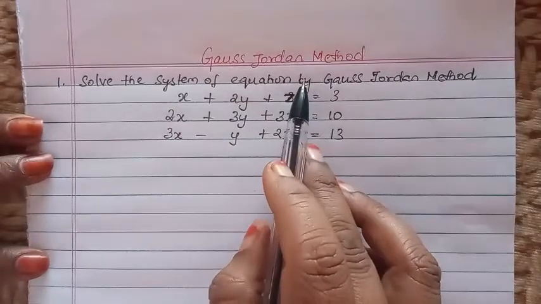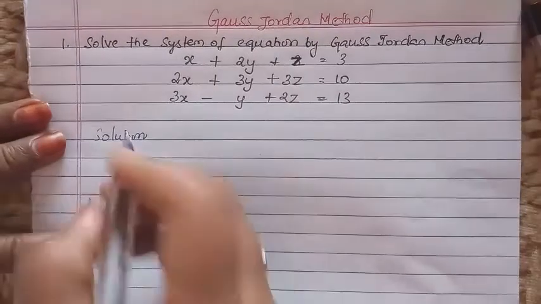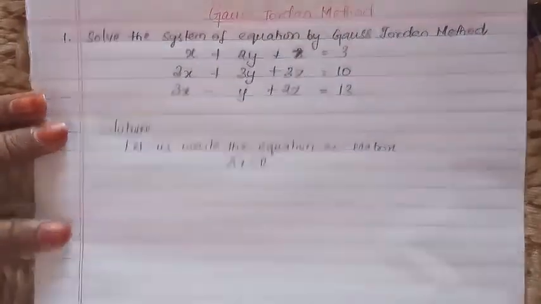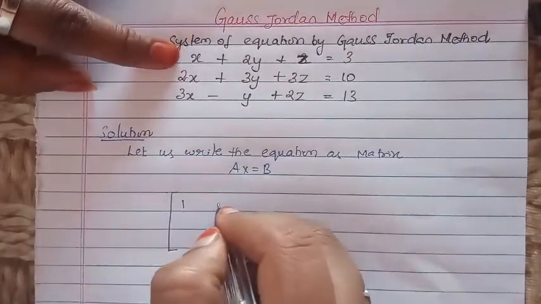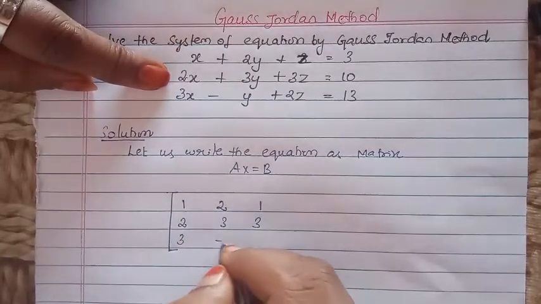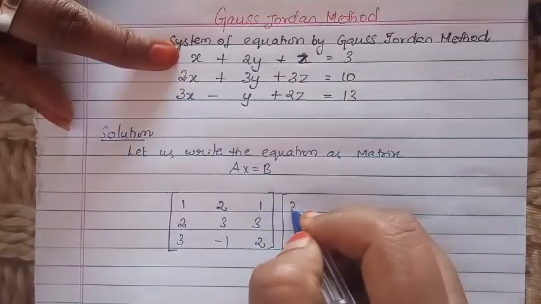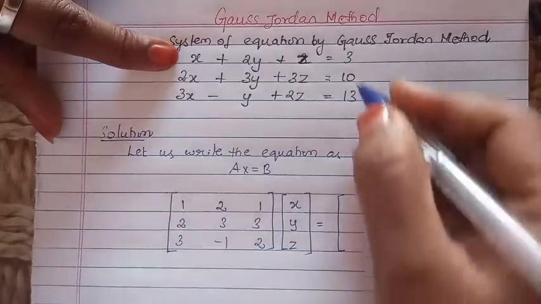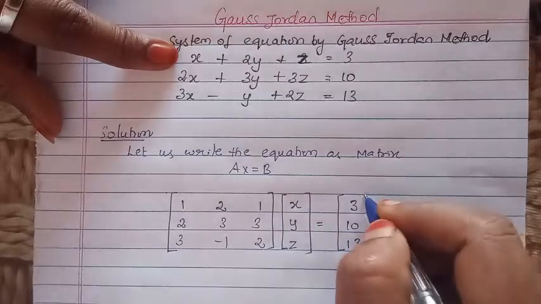As we know, in the Gauss-Jordan method, we have to reduce the matrix to a diagonal or unit matrix. First, we have to write this equation in the matrix format Ax equal to B. And we know that A is the coefficient matrix. Here the coefficients are 1, 2, 1, 2, 3, 3, 3, minus 1 and 2. And X is the variable matrix. Here the variables are X, Y and Z. And B is the constant matrix, which is on the right hand side: 3, 10 and 13.